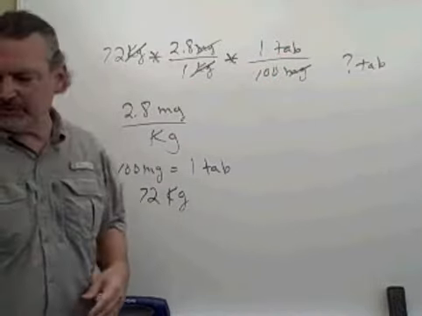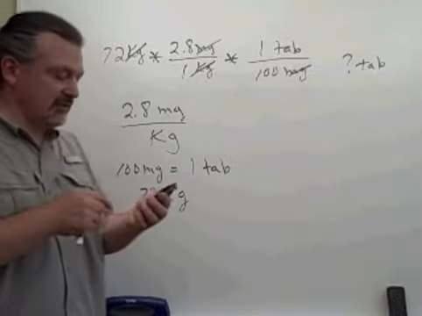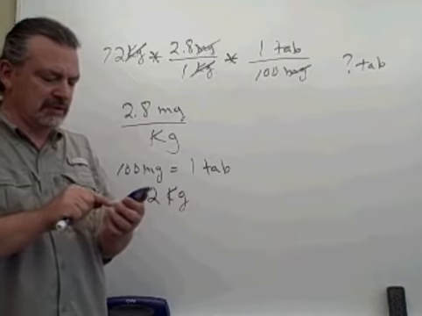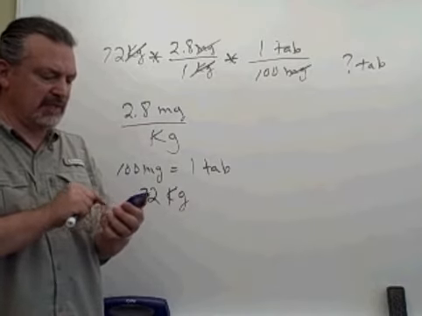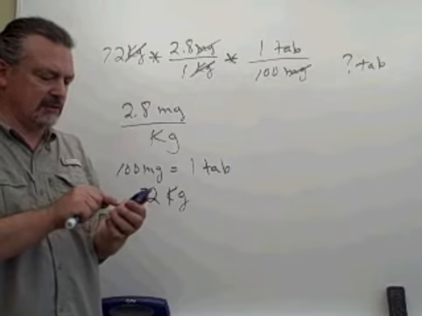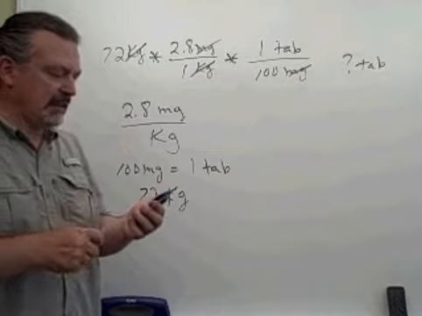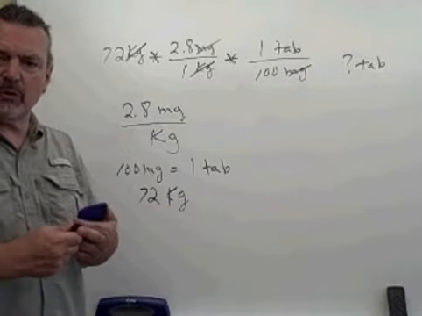So now I can simply do the arithmetic. I take my calculator, 72 times 2.8, divide that answer by 100, and I get 2.016.